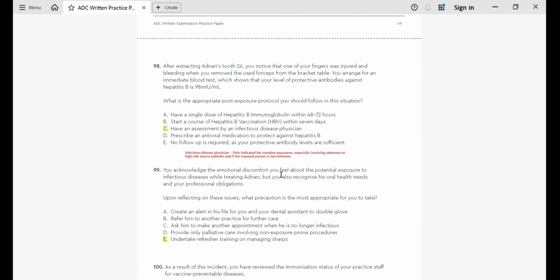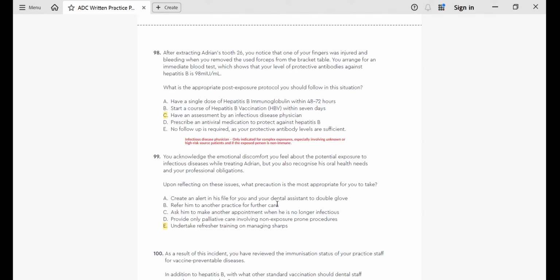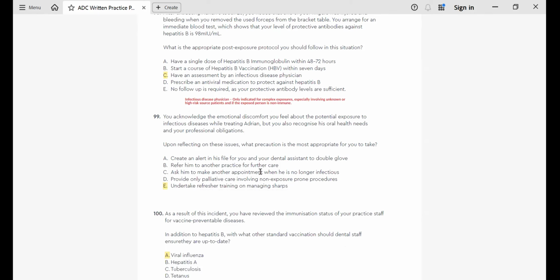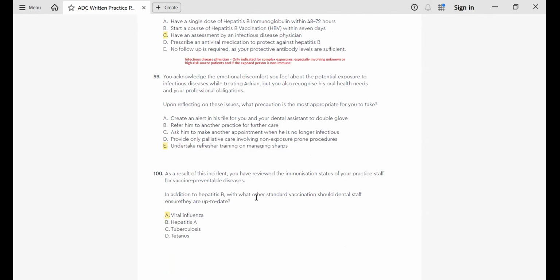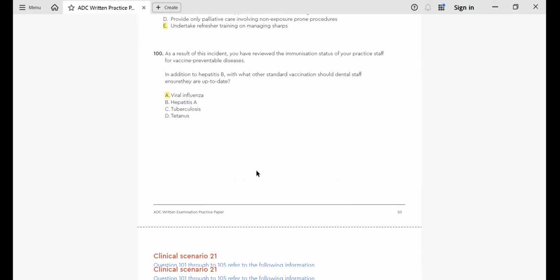What precaution is most appropriate for you to take? Undertake a refresher training on managing sharps. In addition to Hep B, what other standard vaccination should dental staff ensure they are up to date? Viral influenza. All right.